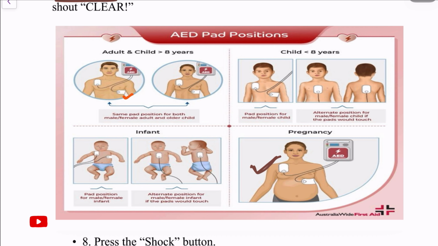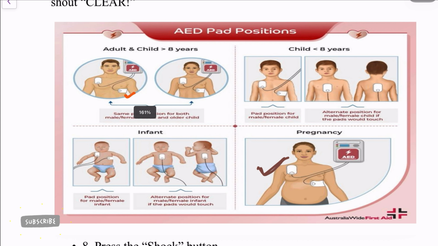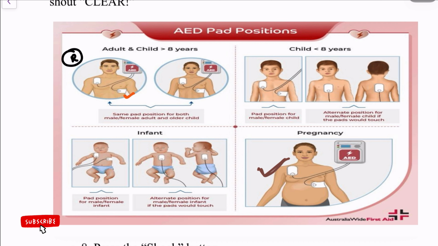This is how the AED pad is placed, very important. This is the right side and this is the left side. Over the right side, the AED pad is placed just below the right clavicle, and over the left side, we place it where the apex of the heart is present, just below the nipple. In females also the same way.